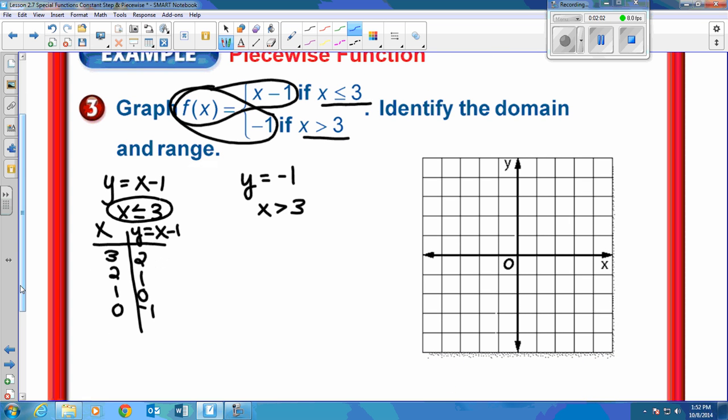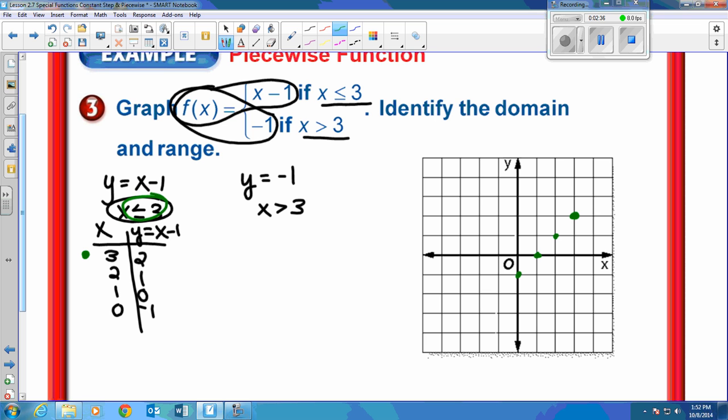So I'm going to go over here and I'm going to plot, let's see, 3, 2. 1, 2, 3, up 2. And it's a closed circle because x is less than or equal to 3. So that is a closed circle. Then I'm going to plot 2, 1. I'm going to plot 1, 0, 0, negative 1. I'm going to plot the whole linear equation, x minus 1, but I'm only going to plot it for x's that are less than or equal to 3. So if I'm graphing this, I'm only graphing to the left of where x is 3.